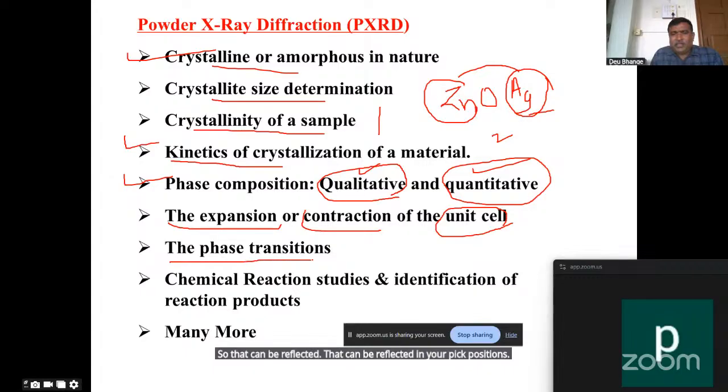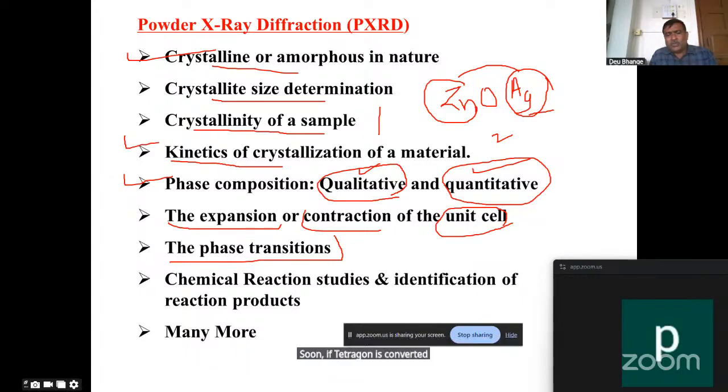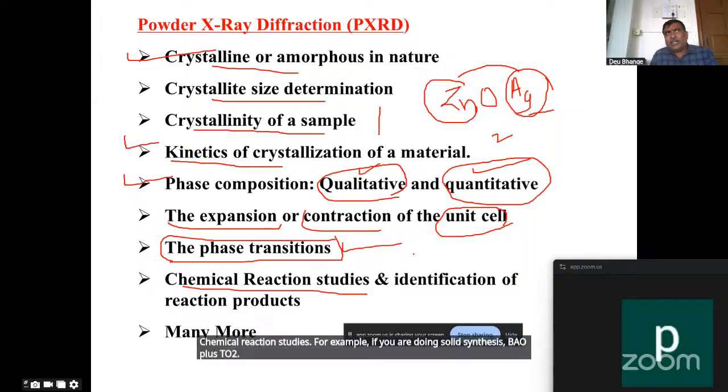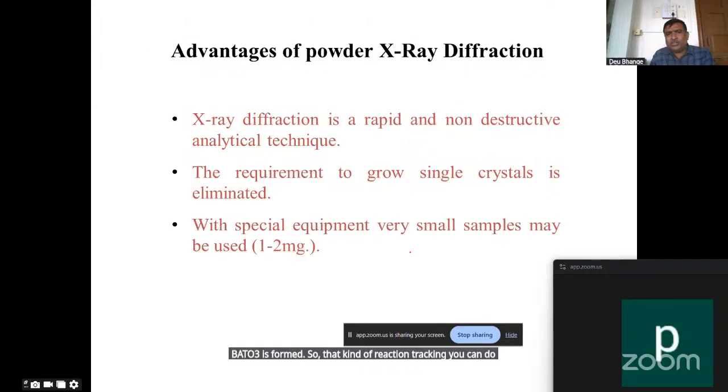If your structure gets transformed into a new structure, for example, if cubic is converted into tetragonal, or tetragonal is converted into orthorhombic, the XRD pattern will change a little bit, or new peaks will arise in the XRD pattern. That can be studied by using powder X-ray diffraction. Chemical reaction studies, for example, if you are doing solid state synthesis of BaO plus TiO2, you can track at what temperature and after what time BaTiO3 is formed. That kind of reaction tracking you can do by using in situ X-ray diffraction studies.